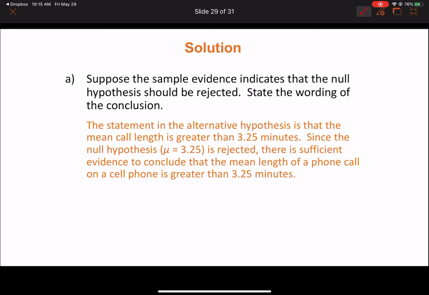The statement in the alternative hypothesis is that the mean call length is greater than 3.25 minutes. Since the null hypothesis, mu equals 3.25, is rejected, there is sufficient evidence to conclude that the mean length of a phone call on a cell phone is greater than 3.25 minutes. That's way wordier than you're going to need to be. You can just say there's sufficient evidence to conclude that the mean length of a phone call is greater than 3.25 minutes. You can just do that last little piece there.